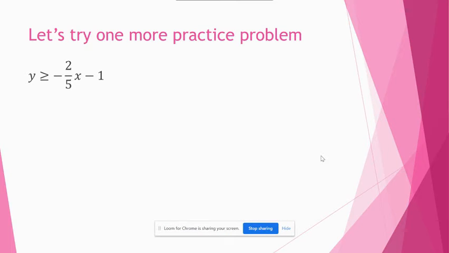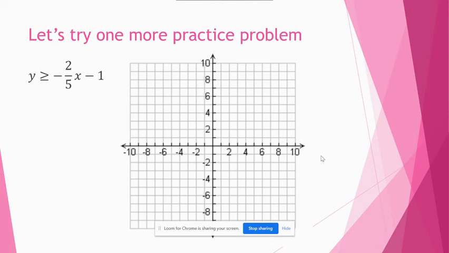I thought we could try one more practice problem. This one reads, y is greater than or equal to -2/5 x minus 1. Again, I'm seeing a linear inequality with two variables, so the solution will be graphed on an x and y coordinate plane. The first thing I'm going to want to do is graph my line. So I'll identify my slope and my y-intercept, and I can start graphing.